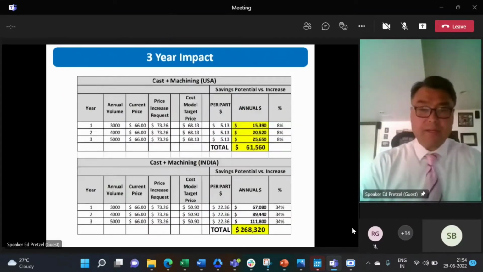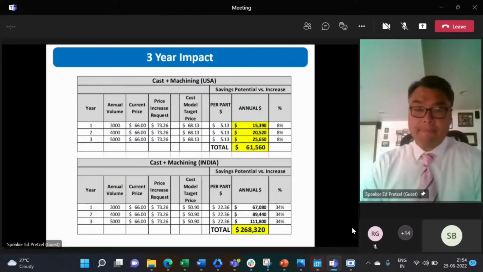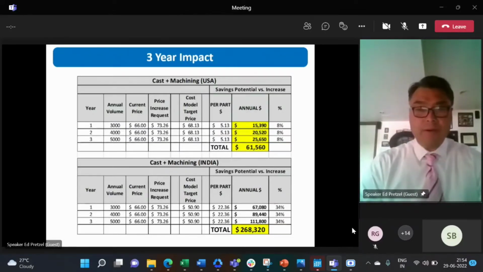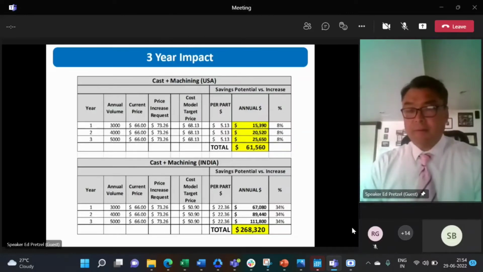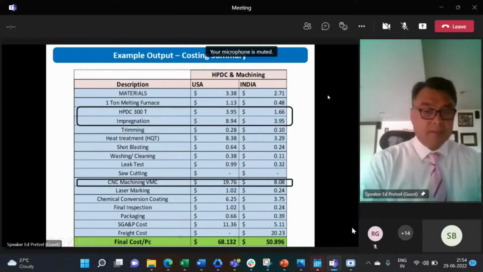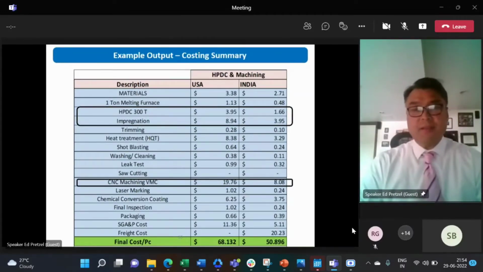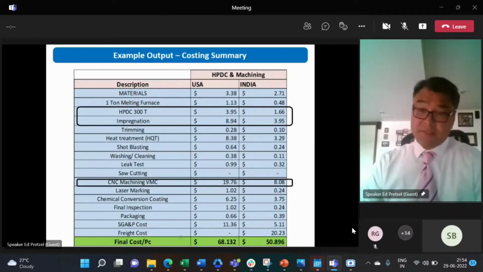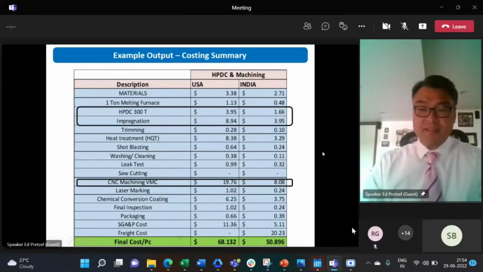This is the quick 3-year impact for the USA and India. So that is significant. It's important. We like to provide strong ROIs for our customers. Okay, this is the breakdown of costs. We're going to focus on the three items: high pressure die cast, in this case a 300-ton machine, the impregnation process, and then the machining process, which is actually four machining processes, and we'll highlight that in a few slides.